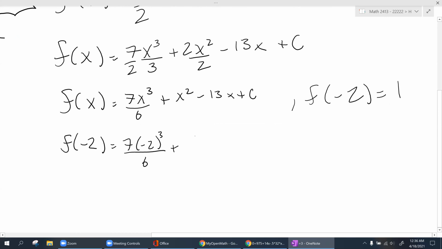And whenever you're doing these, please stay away from decimals. You definitely need fractions here. Do not round to decimals. You will get points deducted for that.